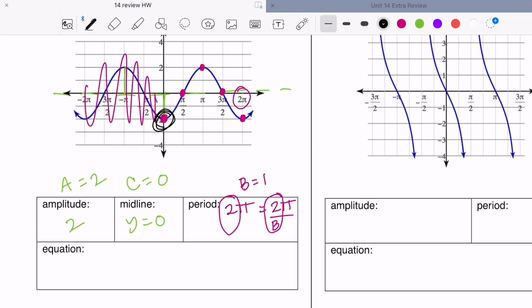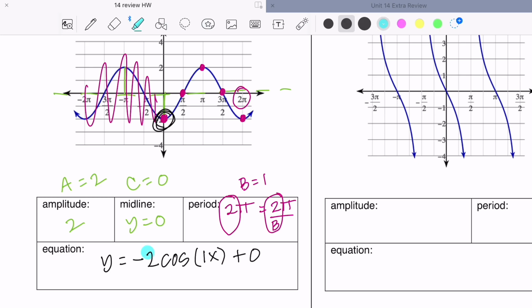So that's going to be y equals negative, and then we have our a value, 2 cosine of 1x plus 0. So just a friendly reminder, a, b, c. That irritates me because I don't like extra things, so I would probably just write it like that. But if you wrote it that other way, that's fine. Okay.